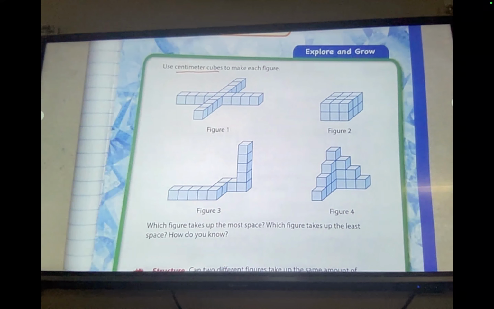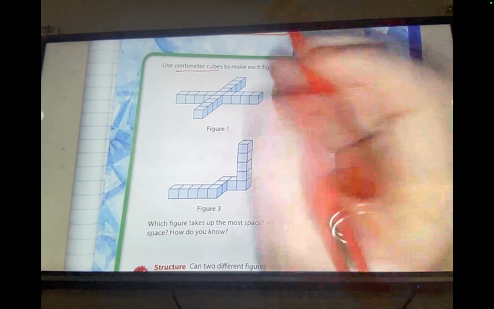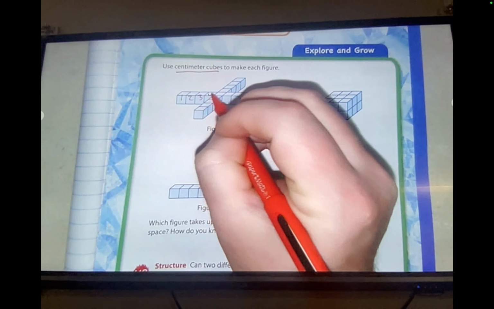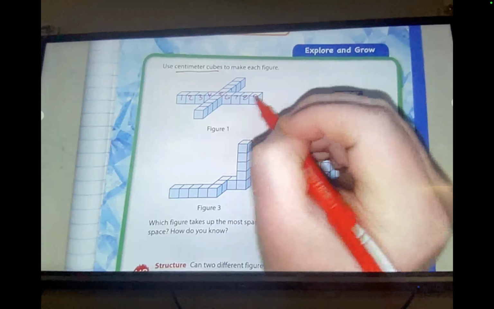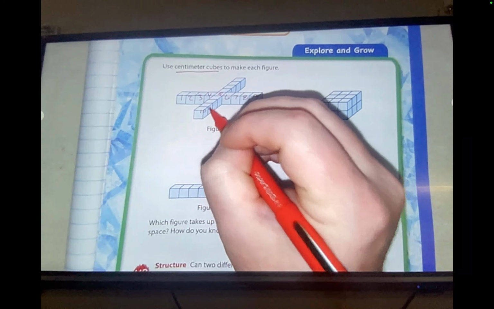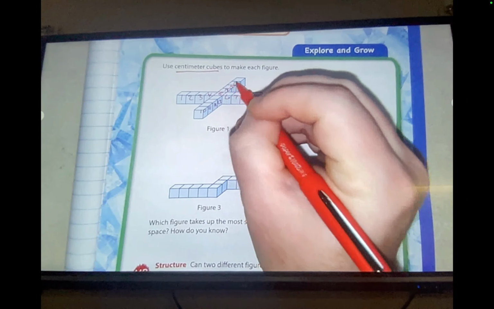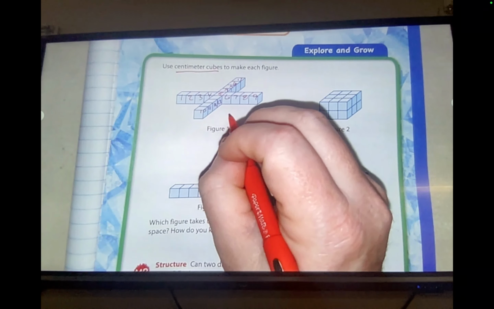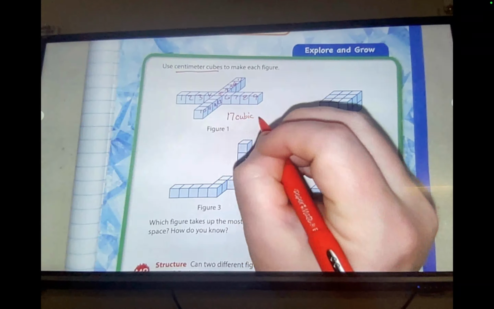So if I said, okay, what is the volume of figure 1? All I'm doing is counting the different cubes. So we have 1, 2, 3, 4, 5, 6, 7, 8, 9, 10, 11, 12, 13, 14, 15, 16, 17. So this one would be 17 cubic centimeters.